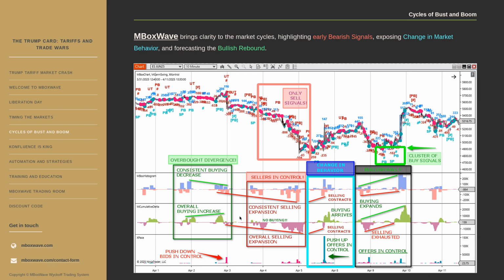See, if you look at the cumulative delta, it did a really great job because all along this sell-off here, we had absolutely no buying, no visible buying, and now you have some visible buying. So that tells us we're no longer in that super bearish move. And we have this huge expansion of the offers.